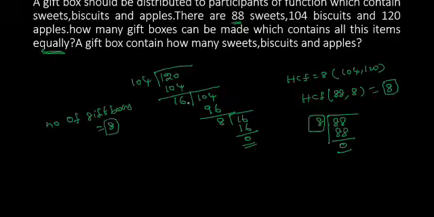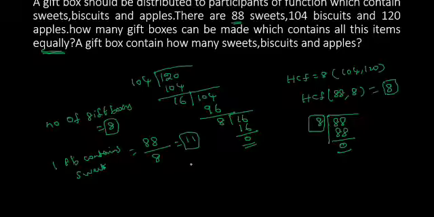Okay, now what is the question? How many sweets, biscuits and apples does a gift box contain? Now see here, one gift box contains sweets. How many sweets? There are 88 sweets and I have 8 gift boxes. So one gift box can contain 11 sweets.